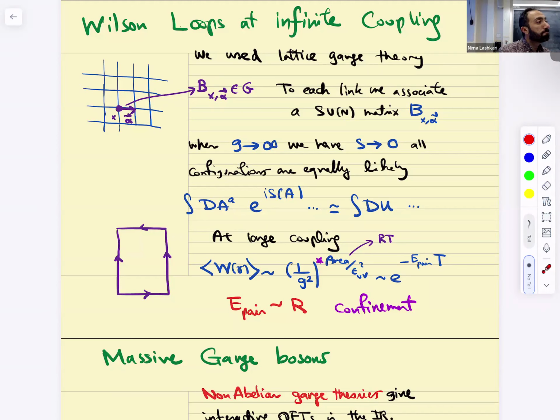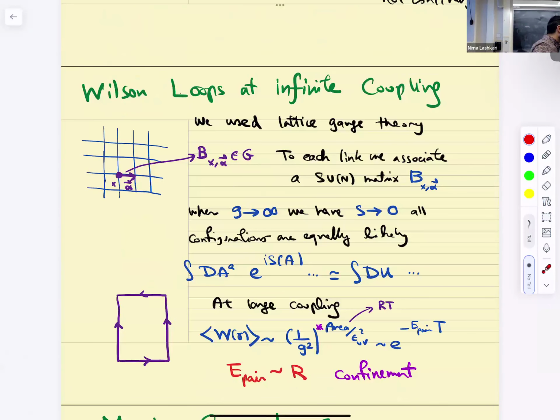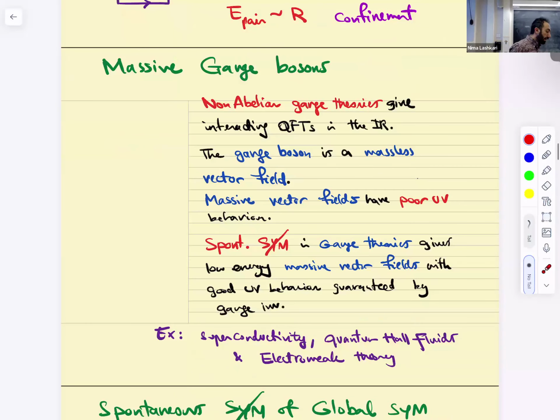Good. All right. So that was the previous lecture, and that closes our discussion. Of course, if you read more about this, you should, by all means. This closes the chapter on non-abelian gauge theories, and we're gonna move on to spontaneous symmetry breaking.